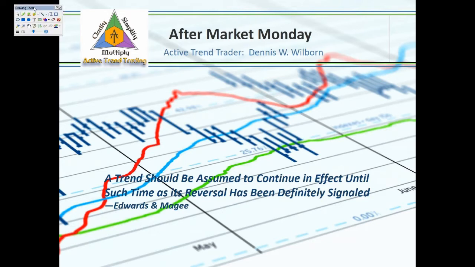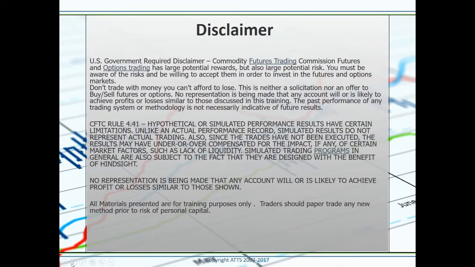Draw my drawing tools back over to where they belong. Click it in. There we go. Interesting time in the market today.